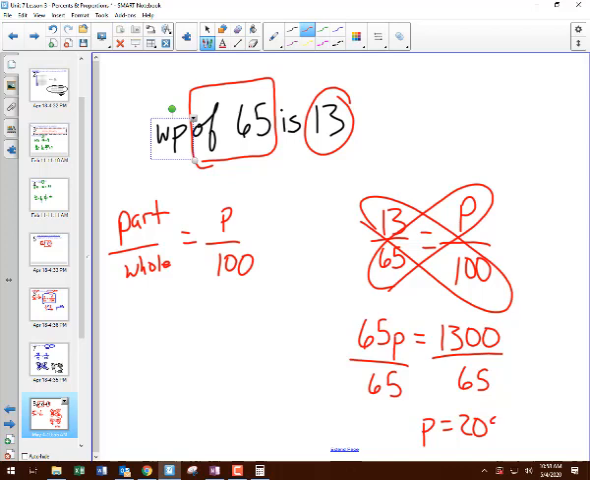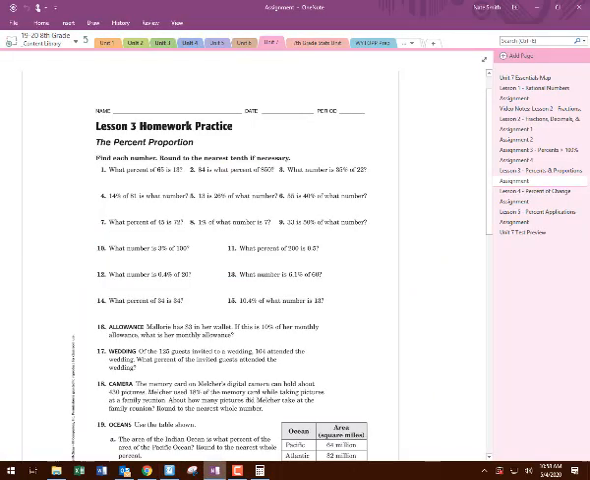Remember, this was a percent. It's asking for what percentage. So number 1, done for you. Number 1 is done. Go ahead and take a look at the rest of them here.